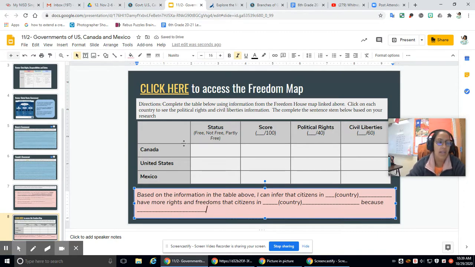All right, and then that is all you're going to do for today, because the reading should take quite a bit of time, especially when you're looking for the evidence.